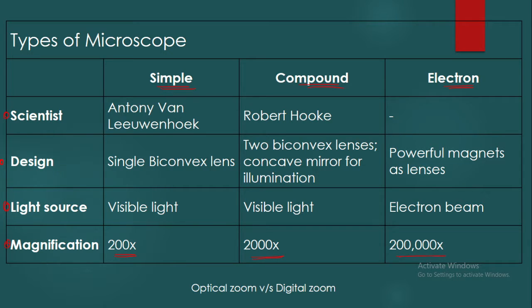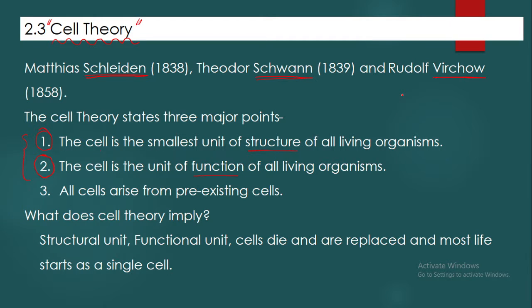So what is a cell? The cell theory states that the smallest unit of the structure of all living organisms is the cell, and the cell is the unit of function of all living organisms. Rudolf Virchow proposed that all cells arise from pre-existing cells. So what will it mean? All cells arise from pre-existing cells.